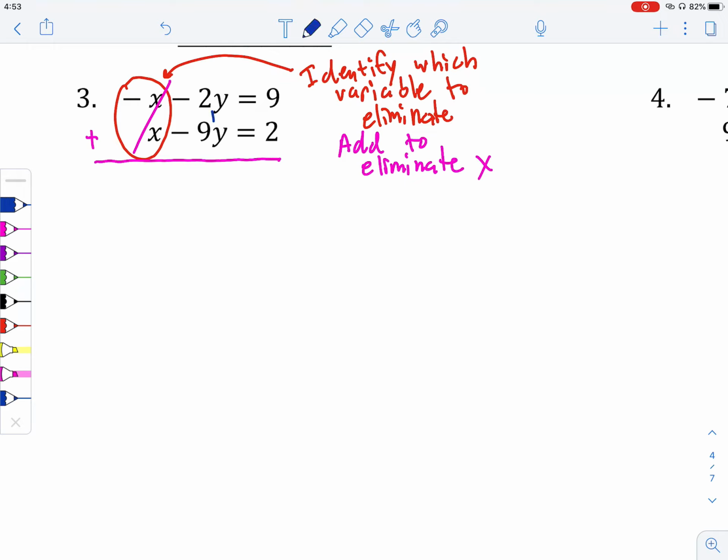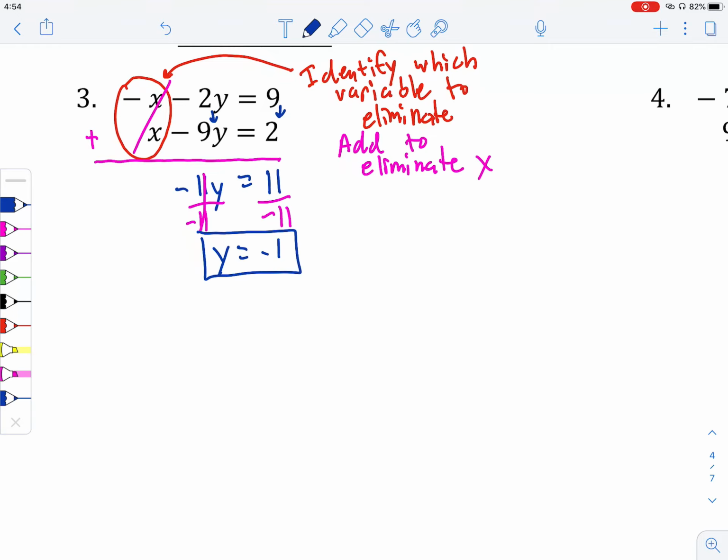So we have -2y and -9y. That's -11y equals 9 plus 2, 11. Right, and then we can solve that. Divide by what's attached to the variable. Y equals -1. Yeah, and once we have one of them, again, we can use it to solve for the other.